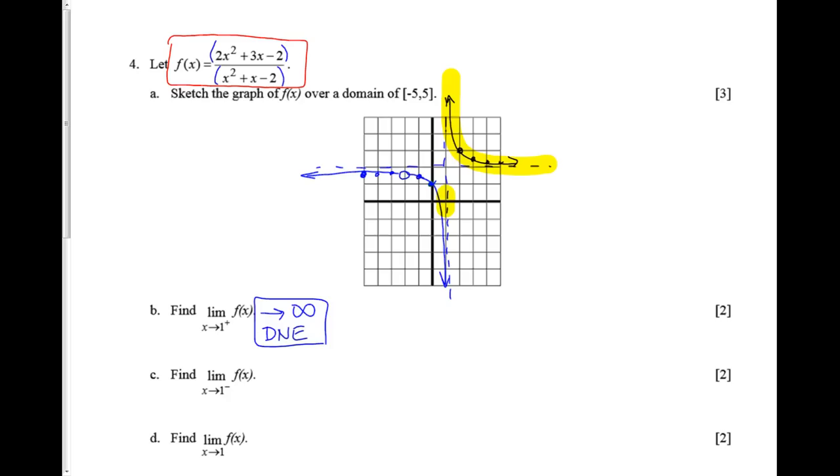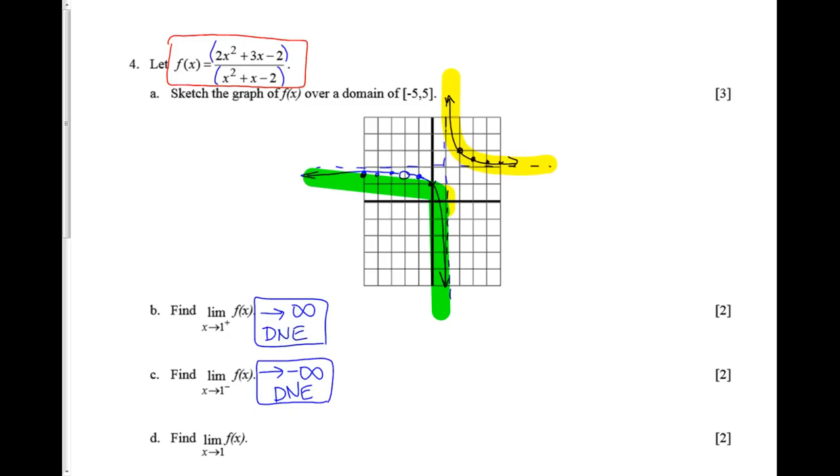Then the next part, C, asks me to find the limit as x approaches 1 from the left. So that means I have my left finger coming towards 1, and what's happening here is this one is going down. So for this limit, I would say that it approaches negative infinity, which does not exist as a limit because the whole idea of negative infinity is it's limitless.